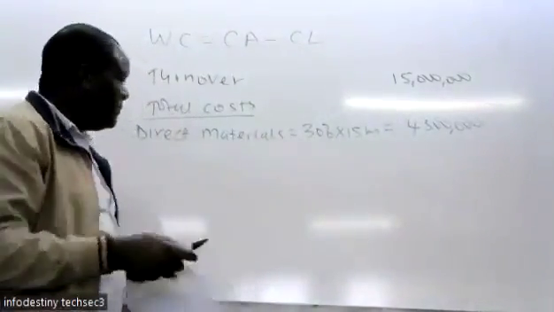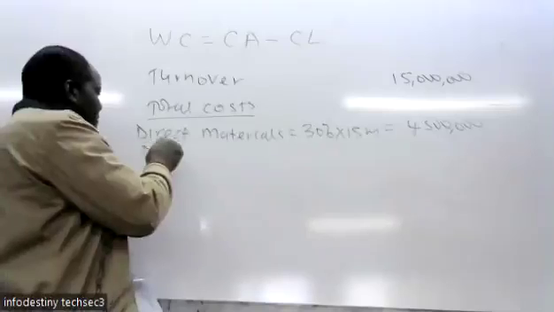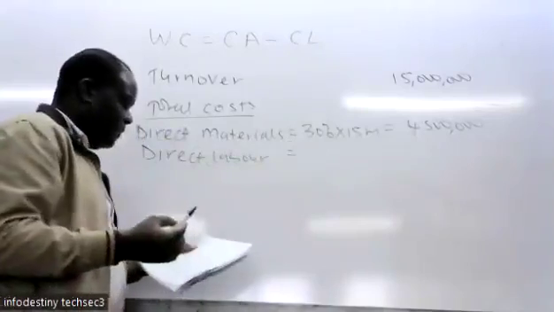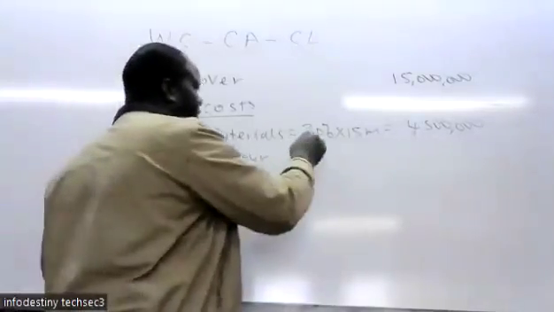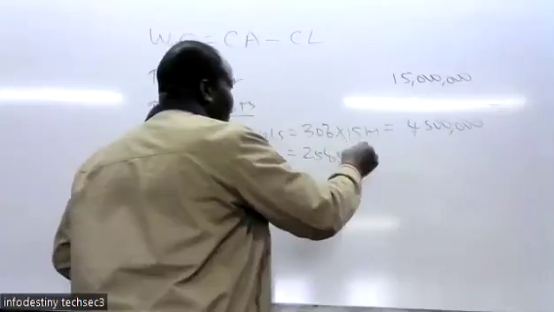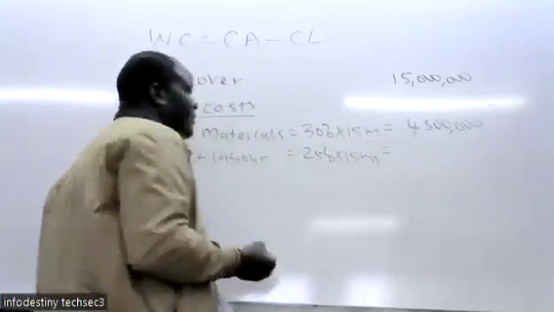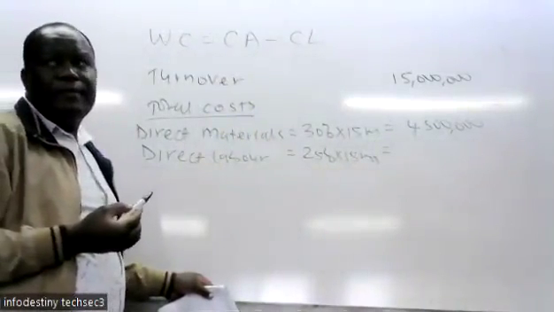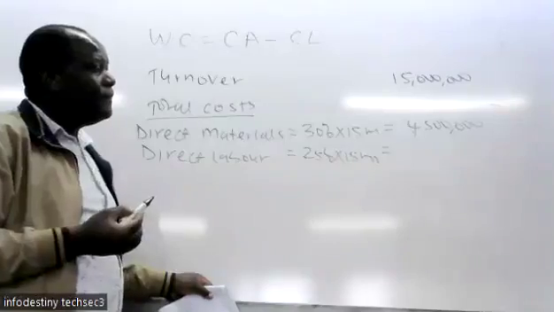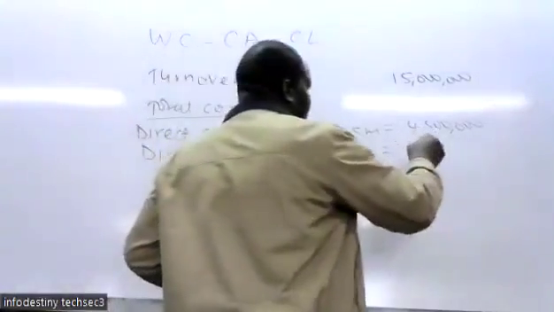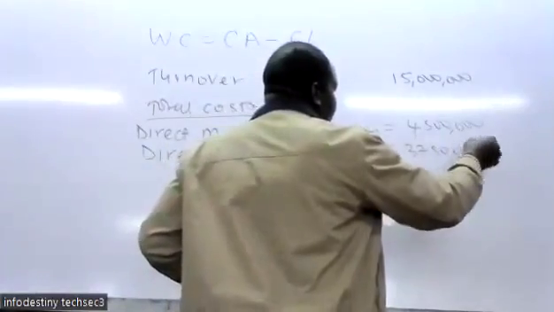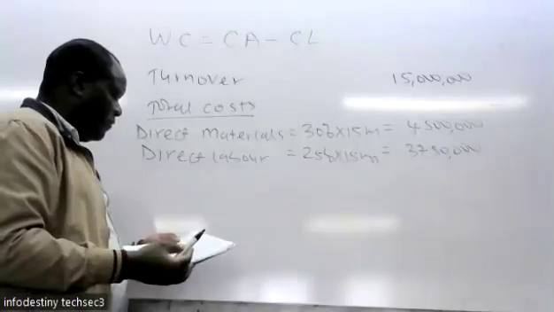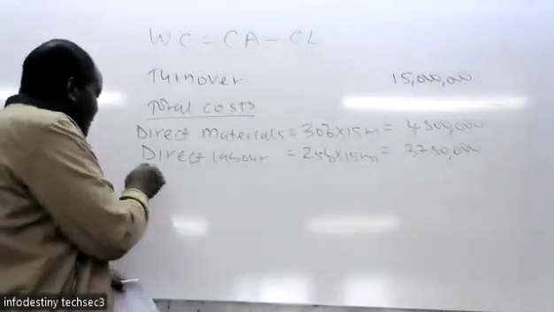Direct labor, they gave you what percent? We get 25% of the 15 million, which is 3.75. Then apart from the direct labor, the next one should be variable overheads.